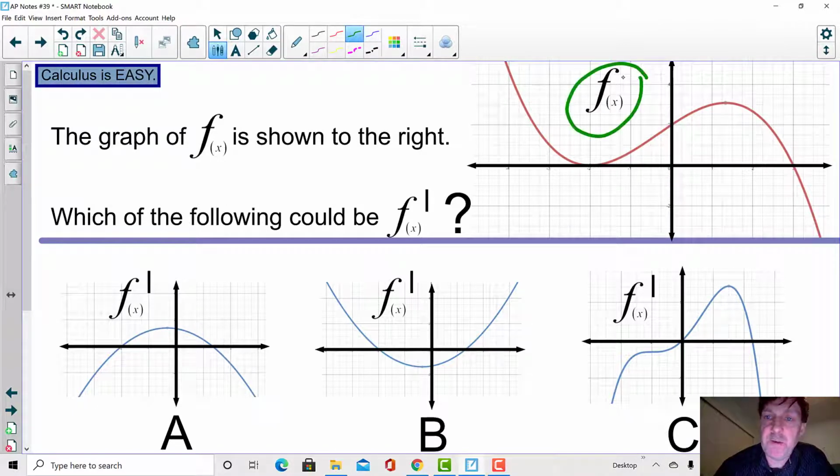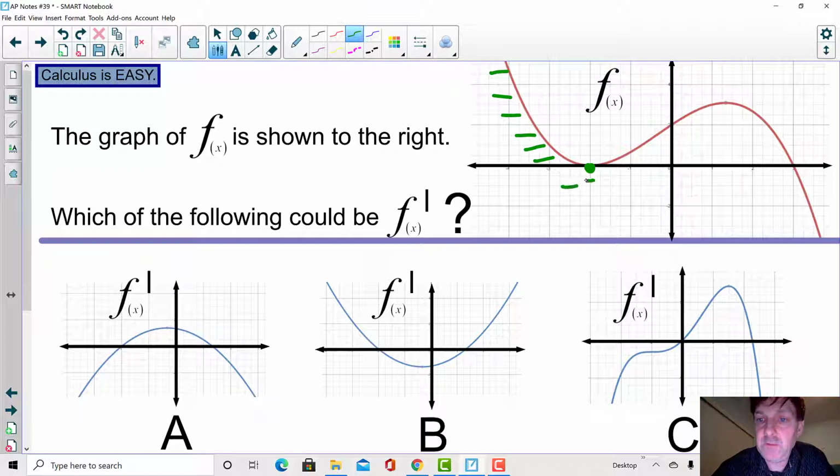Again, we're starting with f, and we're trying to find f prime. Remember, f prime is the slope. So what we're looking for is something that is negative, because the slope is negative, until you get to -2. This is x equals -2.